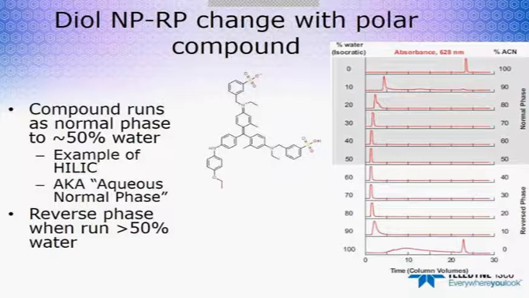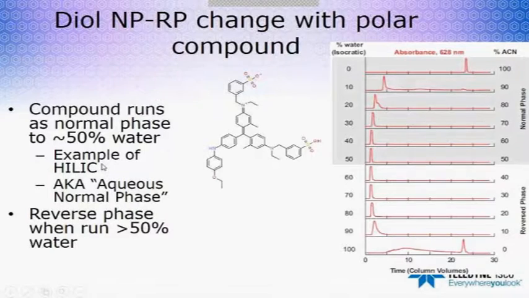I mentioned earlier that diol sometimes runs as reverse phase, and here's an example. I'm using the Brilliant Blue dye again. It's a very polar molecule, and this chart shows that as I start off with 100% acetonitrile and increase the concentration of water, the elution time decreases. So in the gray area, the compound is running as a normal phase column. Then, after about 50% water, as I continue to increase the water, the compound elutes later and later, and the column is now acting as a reverse phase column.